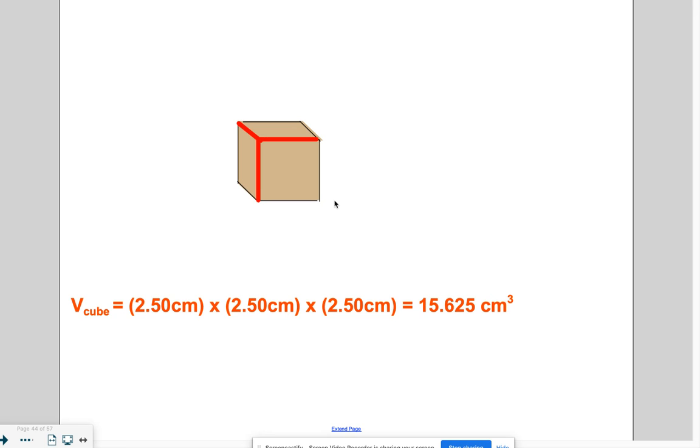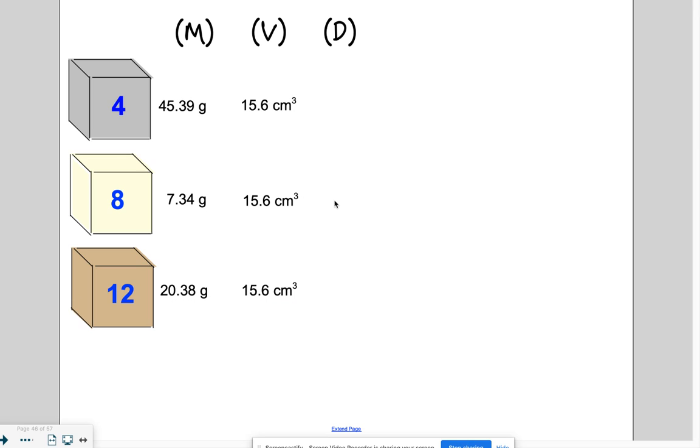Right? How did I get that? Well, I just dropped the 2 and the 5. Believe it or not, that is what you're supposed to do. Okay, so there's my answer for the volume of these cubes. Great. Now we can go ahead and put that information on our data table.